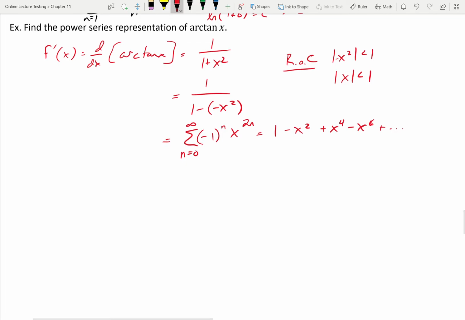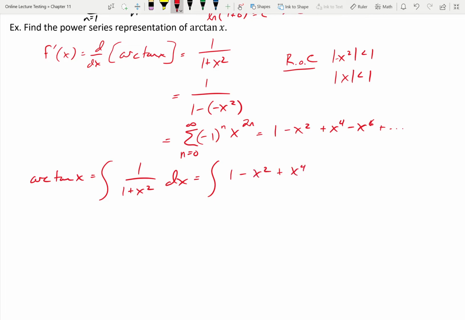Now, we're going to integrate. Arctangent of x is equal to the integral of 1 over 1 plus x squared dx, which is the same as if I took the integral of all these terms of 1 minus x squared plus x to the 4th minus x to the 6th plus so on. Well, this is going to give us a constant of integration plus x minus x cubed over 3 plus x to the 5th over 5 minus x to the 7th over 7, and so on.